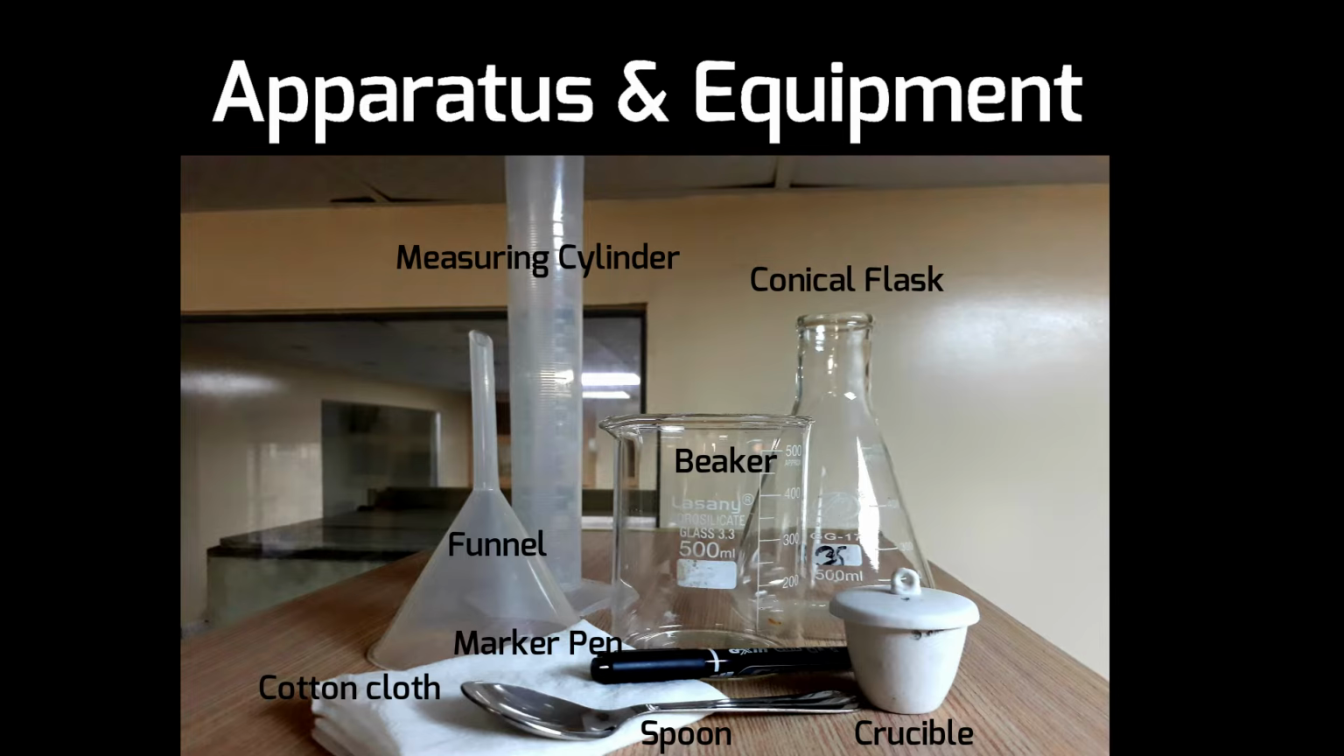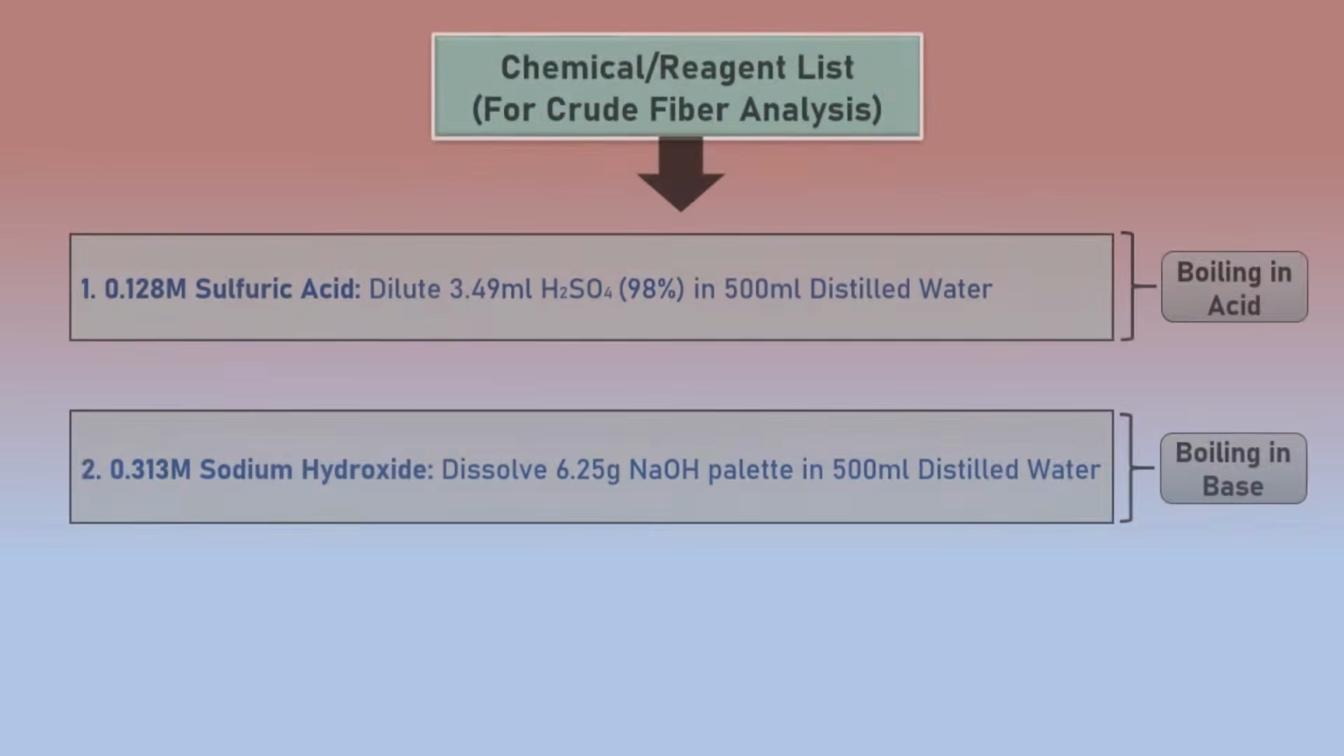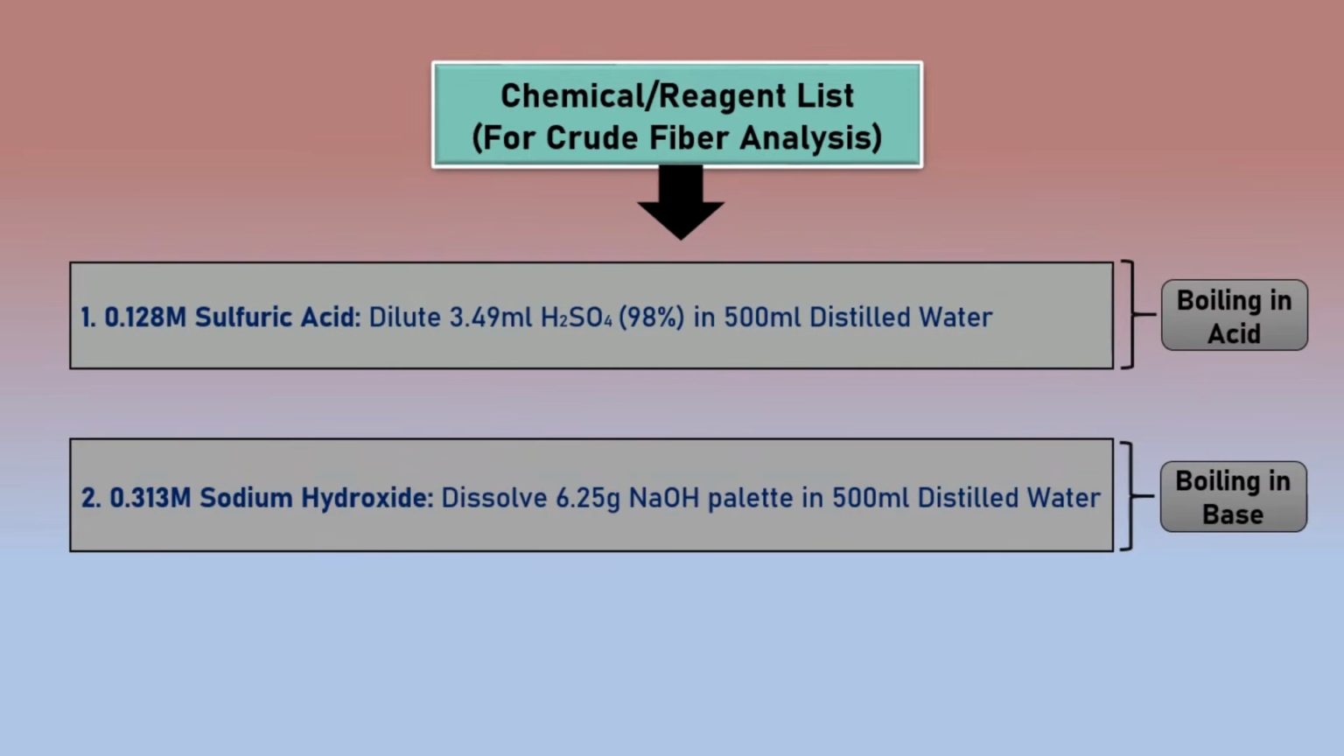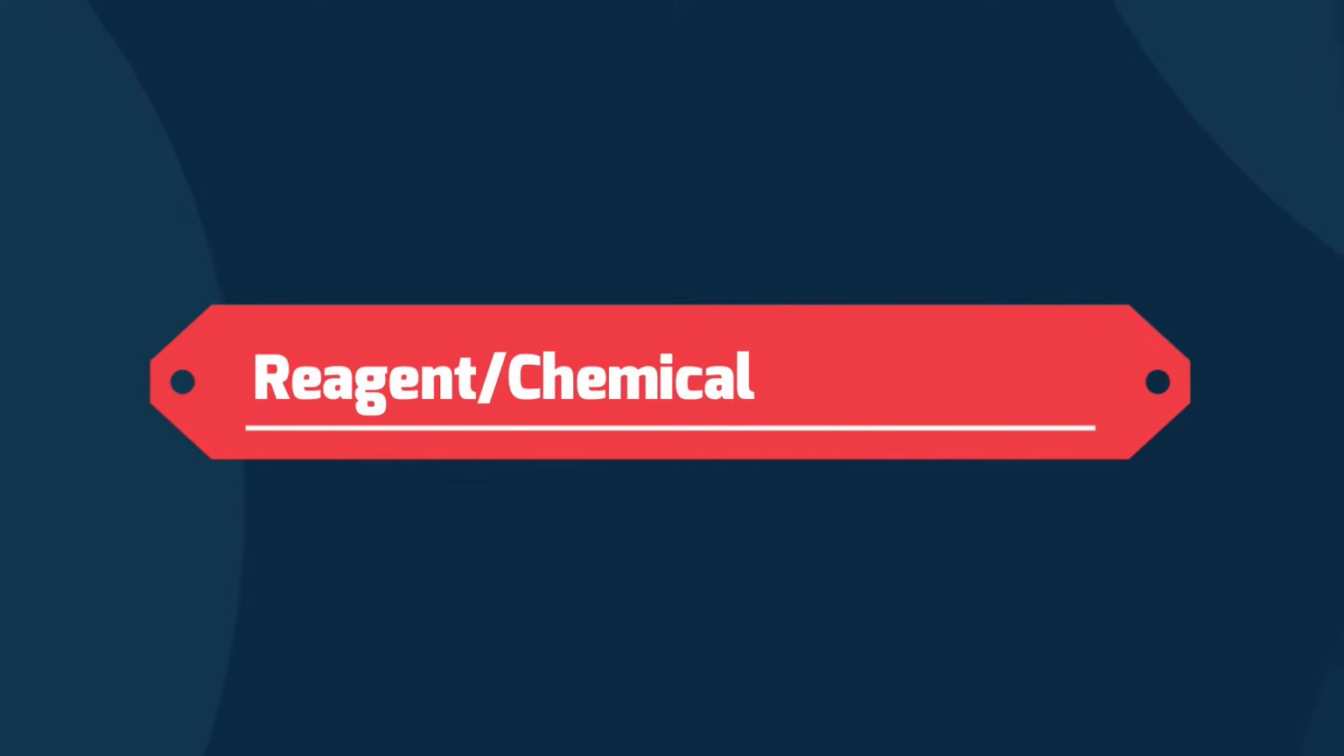To carry out the whole test we need 2 chemical solutions. They are 0.128 molar sulfuric acid and 0.313 molar sodium hydroxide. Before going for fiber analysis, we need to prepare these chemical solutions first. Let's go for the chemical preparation.